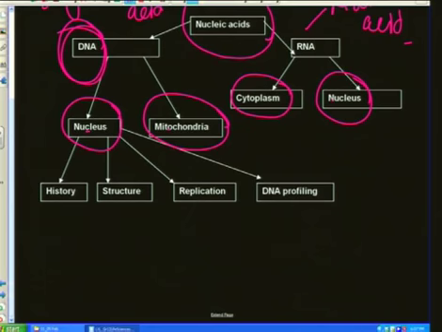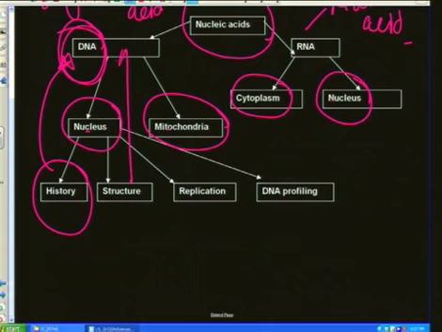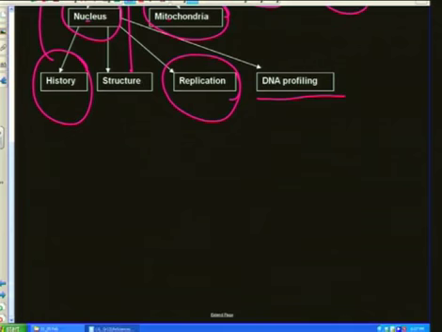What do we need to know about this DNA? We need to know the history of the DNA, and we also need to know the structure of the DNA. Further, we must also look at DNA replication, and finally we look at DNA profiling. Now if we look at each of these things, what do we need to know? When we're talking about history, we want to know about the discovery of DNA.